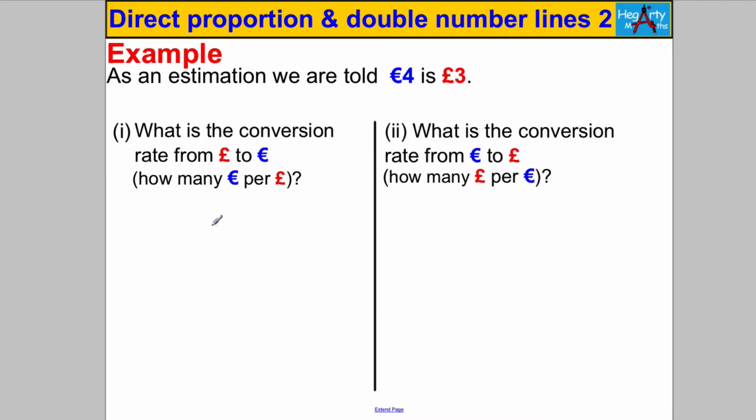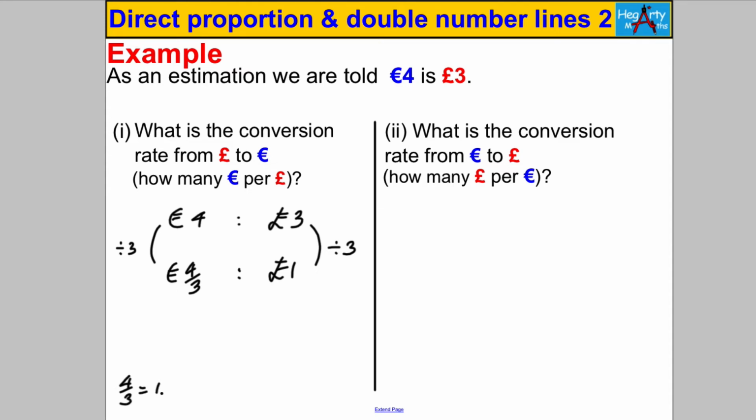We are told that €4 is £3, so I'm just going to write here €4 to £3. I want the conversion rate from pounds to euros, i.e. how many euros per pound, okay? So I want the pound number to be 1. How do I do that? I divide by 3. So what am I going to do to the euro number? I'm going to divide by 3 as well, and I'm going to get 4/3 of a euro. Because it's money, you should give it to 2 decimal places. Now you should know that 4/3 is 1.3 recurring, so this would therefore be 1.33 euros to £1. And you should probably state at the end therefore that you get yourself 1.33 per pound, like that.